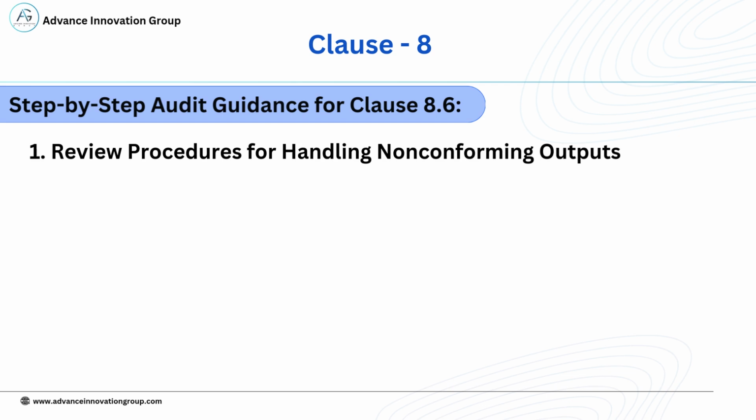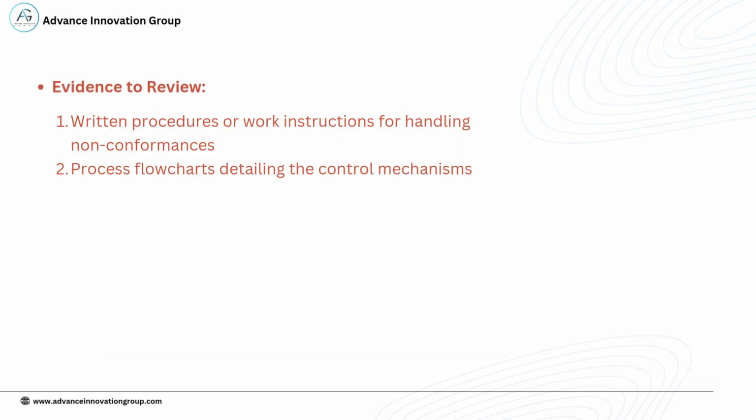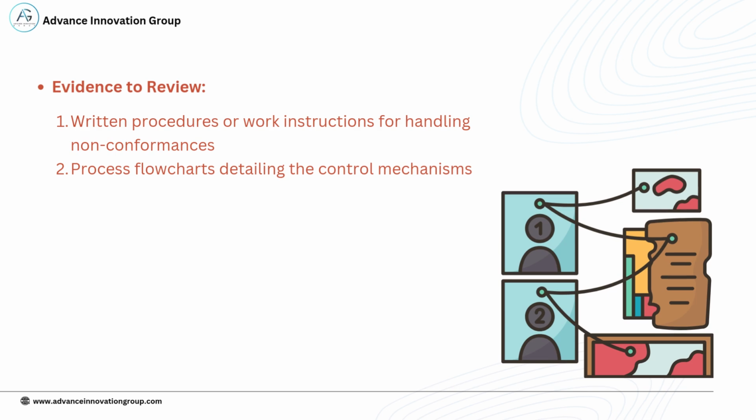1. Review procedures for handling nonconforming outputs. Audit questions. Does the organization have defined processes to identify and control nonconforming outputs? Are these procedures clearly documented and consistently applied? Evidence to review. 1. Written procedures or work instructions for handling nonconformances. 2. Process flow charts detailing the control mechanisms.